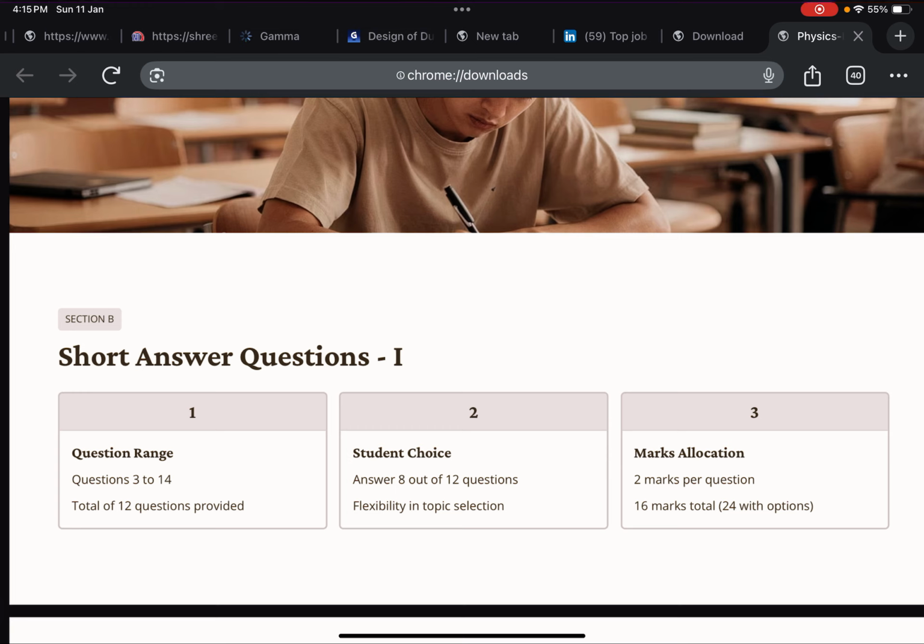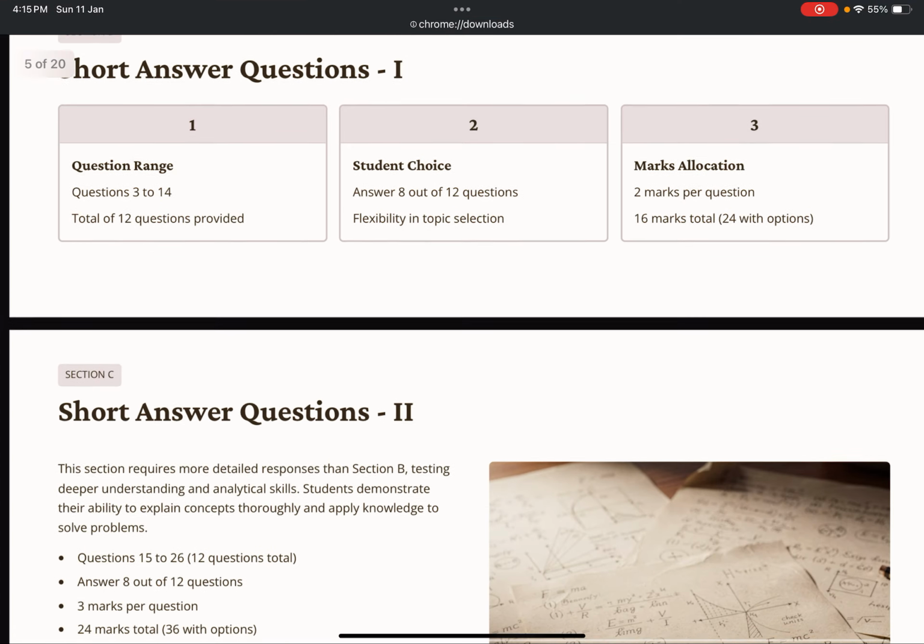If you are very good with concepts, you can attempt all the questions if the time permits, obviously, but that is to be done afterwards. So 8 questions you are required to take. 8 questions would give you 16 marks. That is the section B part.